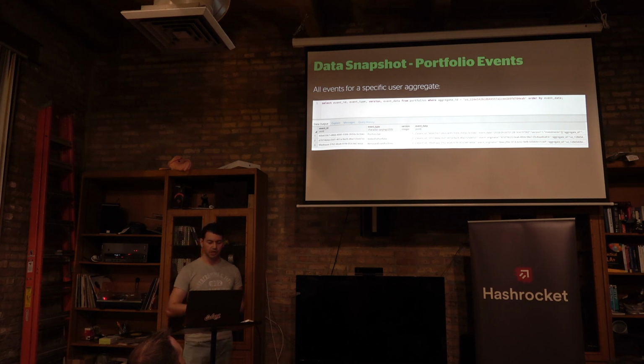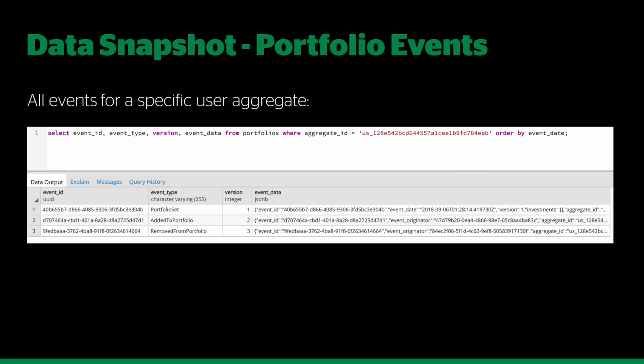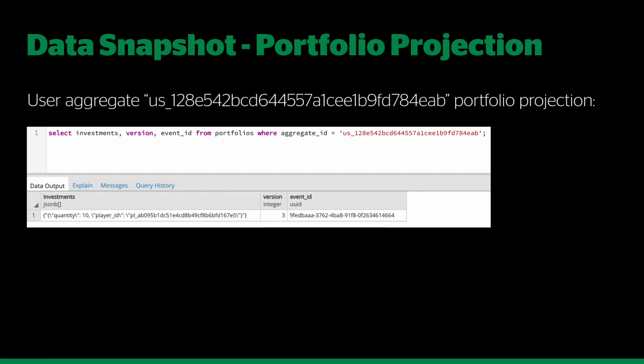So here I'm checking all the portfolio events, everything that was added and removed in the portfolio investments for that same user that we saw. The portfolio was set, some player was added, and you have all the event data there, and some player was removed. That's why we have the user events credit and debit, because it was buying a player and selling a player. All this reflects in those data changes. And the portfolio projection is the investments for that user now, after those three events.